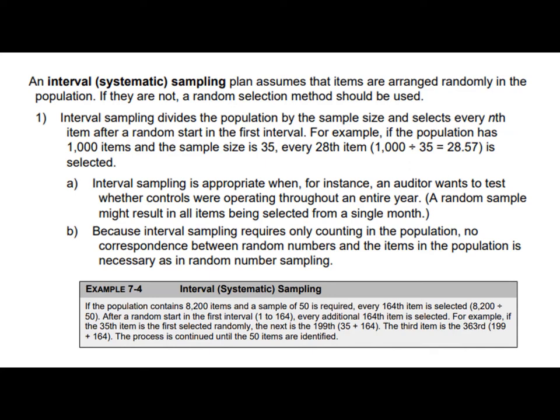Is that clear? Are you clear with the way you pick the sample, interval sampling?